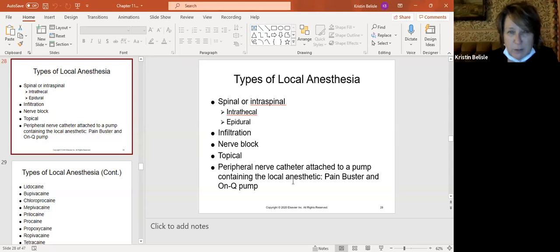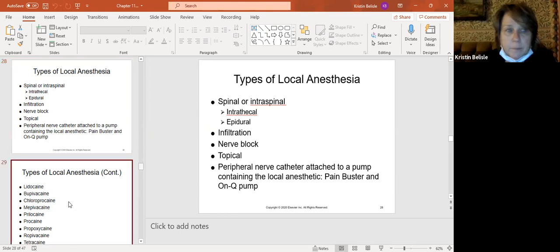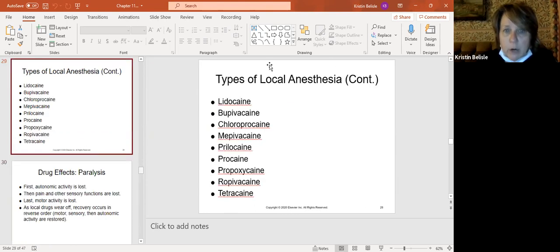A little bit of a breakdown of different kinds. We talked about the on-cue pump. I told you about the pain ball, pain busters, nerve blocks. They're all listed there. Here are your caines, types of local anesthesia: lidocaine, bupivacaine, and they just go on down. Procaine, it's a caine, it's a local anesthesia, okay?